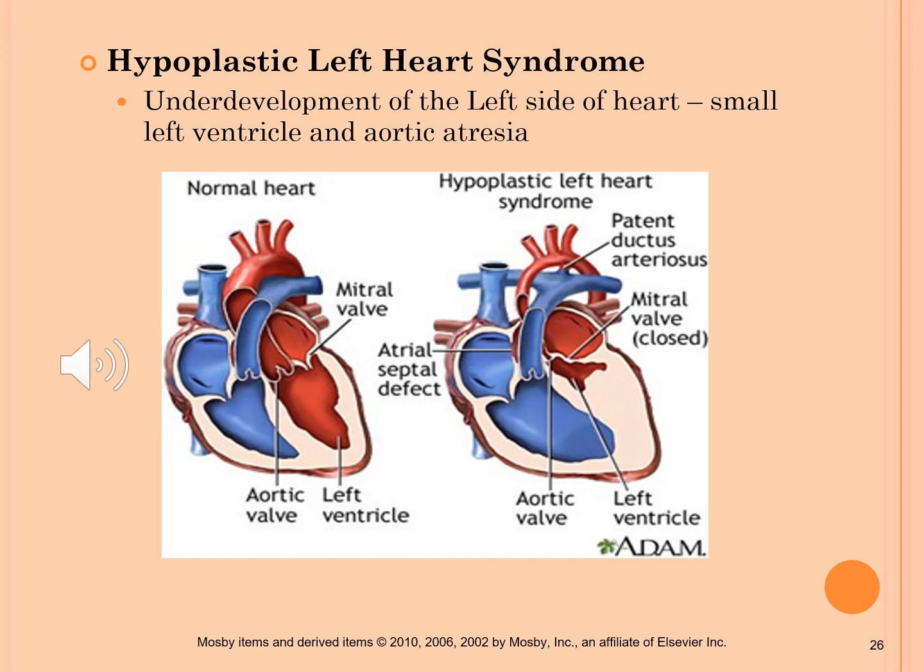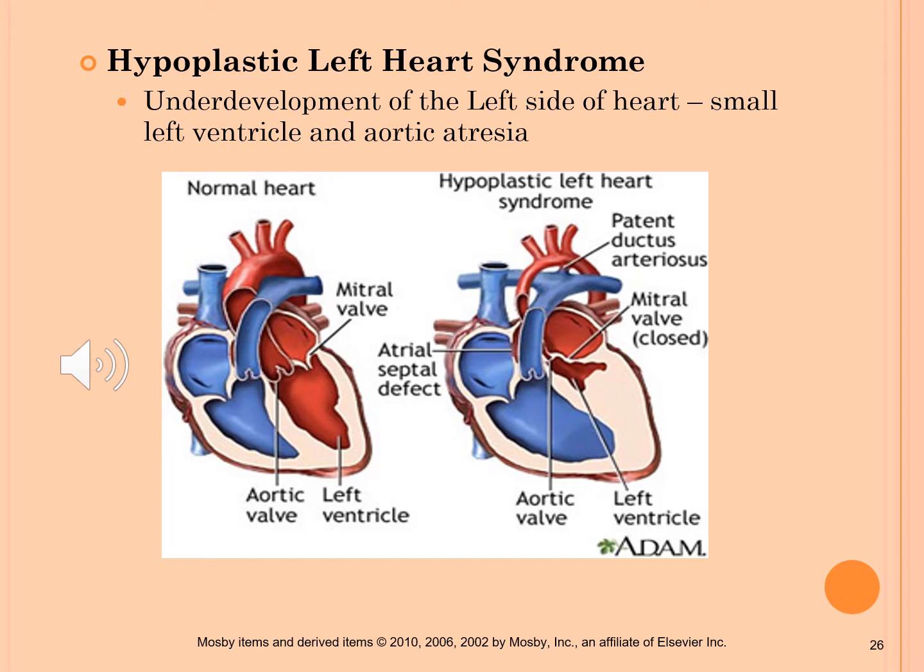Management-wise, they need the drug prostaglandin again to maintain the patent ductus arteriosus, or PDA, until we can get to surgical correction. And when they do surgical correction, it is done in several stages. There's several different procedures they do. The big thing I want you to take away: the left side of the heart is really small and non-functioning, which means we're not pumping adequately. We're not getting good systemic circulation.